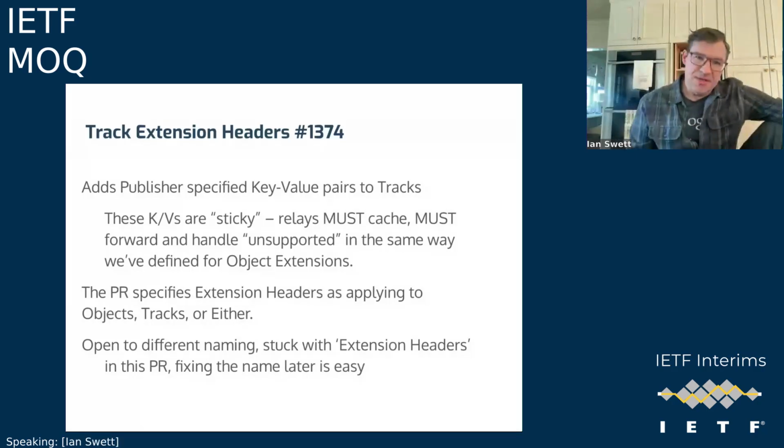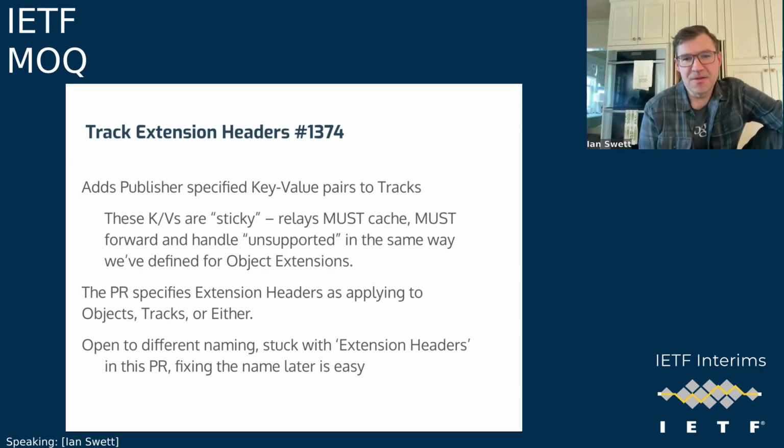This is mostly just a restatement of what Alan put on the list, but we talked about extensibility in Montreal. 1374 is adding track extension headers, which are really pretty darn similar to the object extension headers we have now. They can just be applied to tracks. They're sticky and they're cached. So, if you reply to a subscribe that's been cached for a second person, you give them back the same extension headers that you gave to the first person who originally requested the subscription.